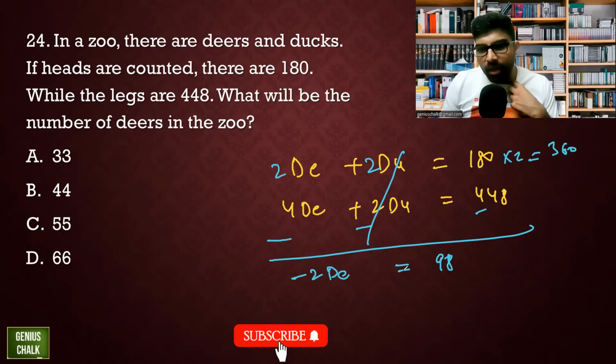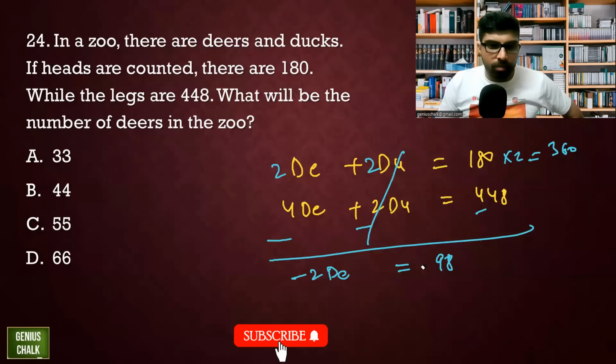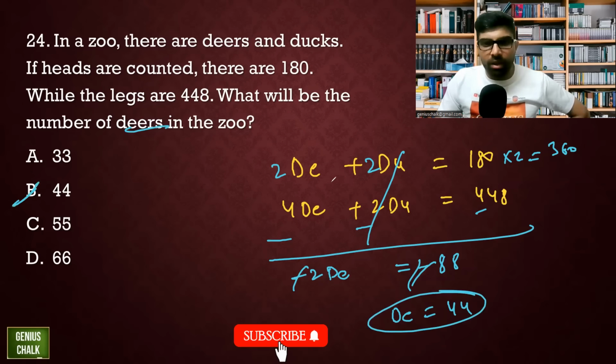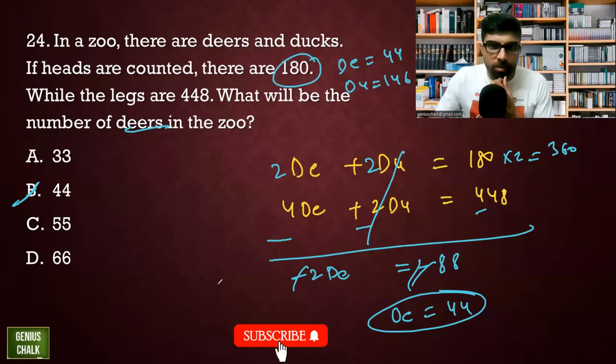No, not 98, it's 88. 40 plus 48 is 88. And it's minus, so cancel, the number of deers has to be 44. You can find the other one now, because the total was 180. So if deers is 44, that means the remaining must be ducks. So how much? 136. 136 must be the number of ducks.